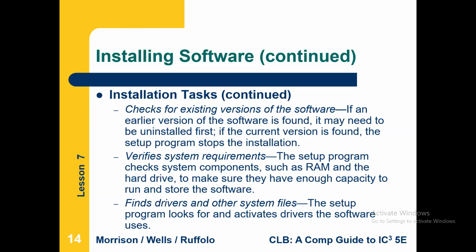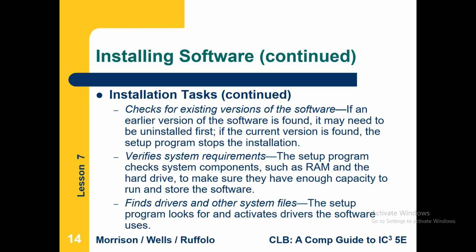So during this stage, it checks whether an existing version is installed. Then once there is no existing version installed, the next thing the installation process does is verify the system requirements. Like we said some other time, you need to have enough memory. You need to have enough hard drive space to be able to store the software that you are installing. If you don't have enough memory or hard drive space, then the installation will not continue.